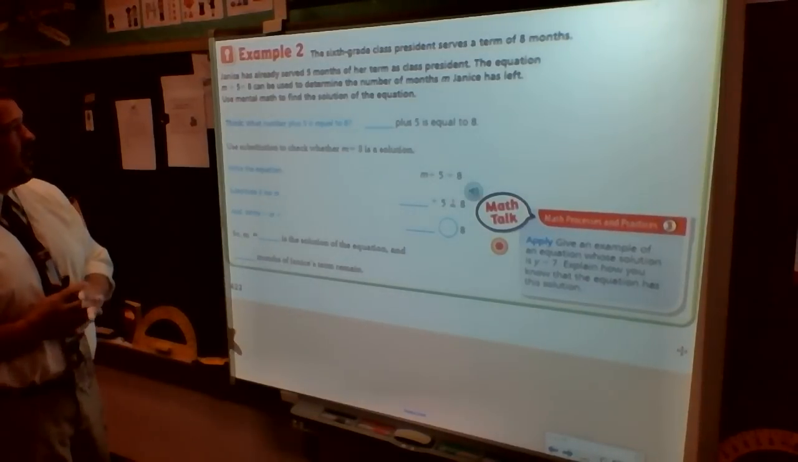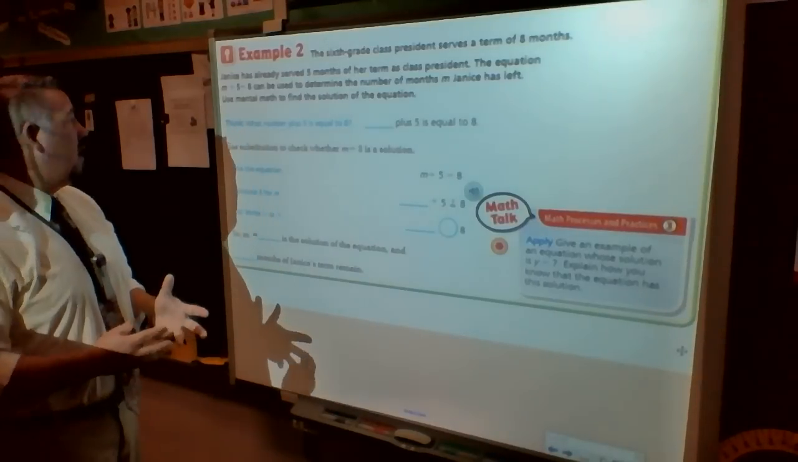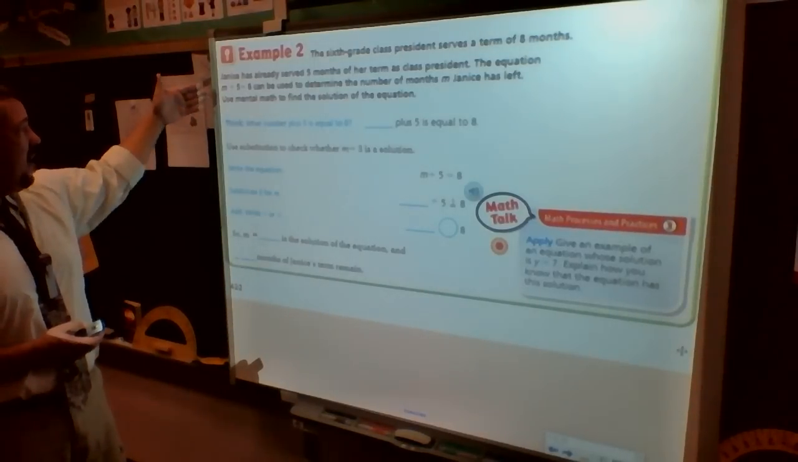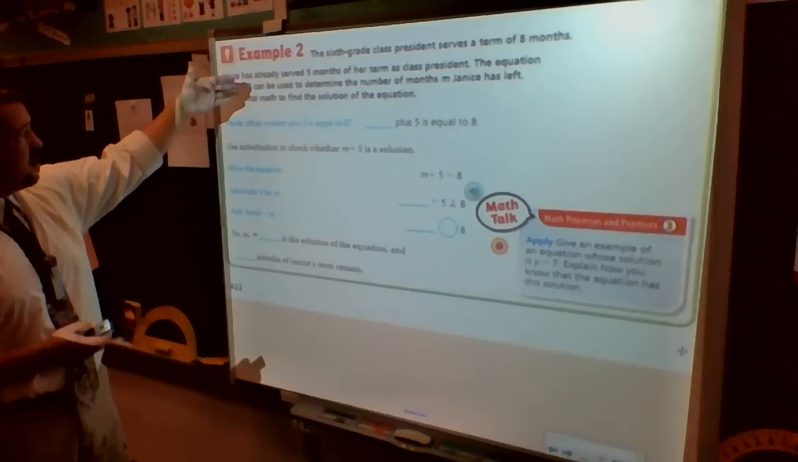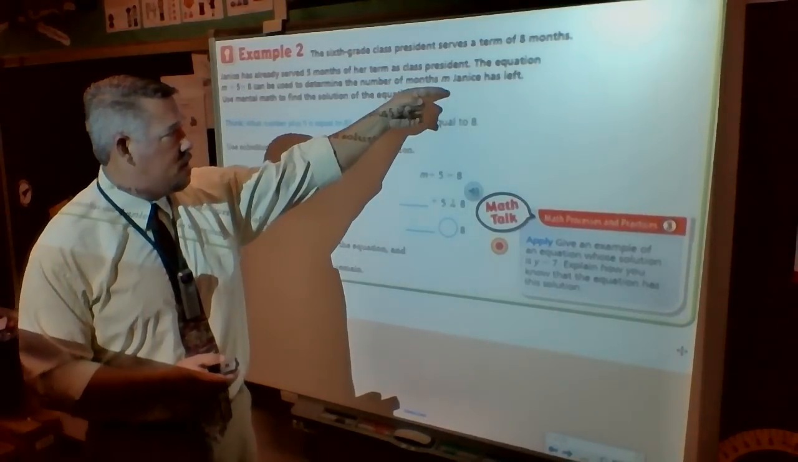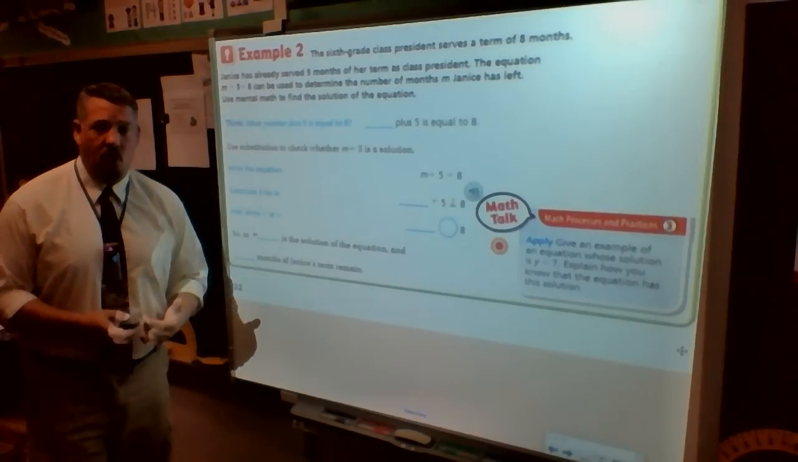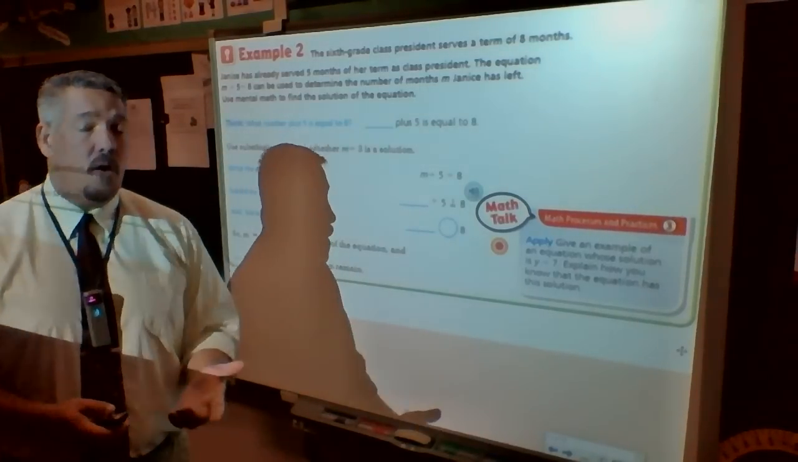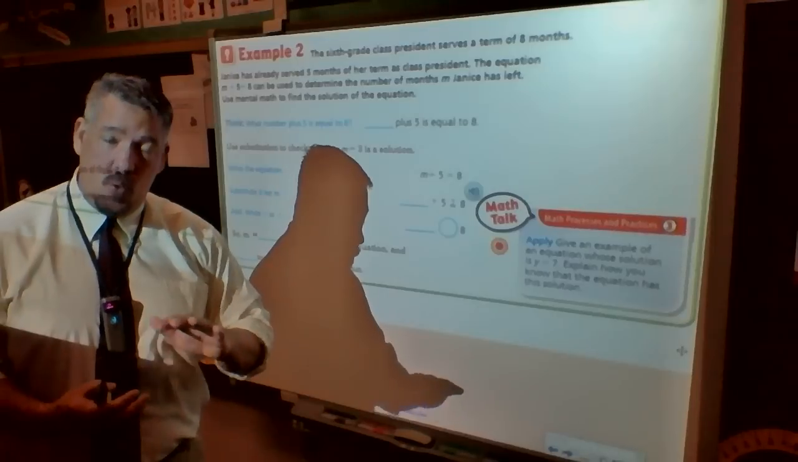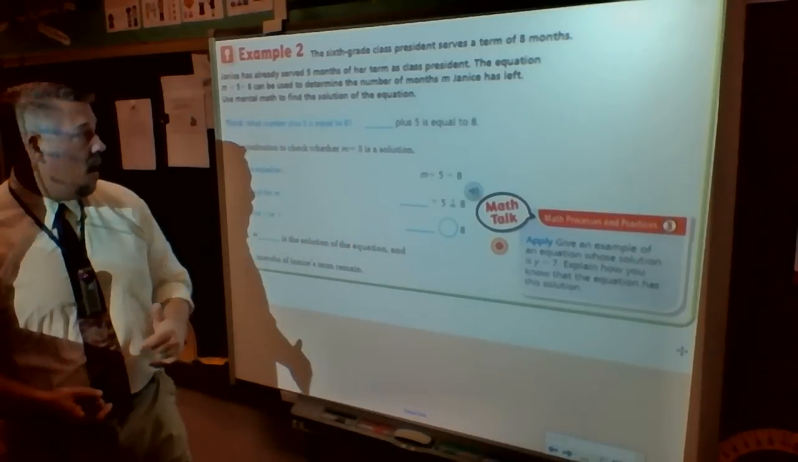On example 2, it says, the 6th grade class president serves a term of 8 months. Janice has already served 5 months of her term as class president. The equation of m plus 5 equals 8 can be used to determine the number of months, which is what m stands for, that Janice has left. Use mental math to find the solution of the equation. So what they're saying is you should be able to look at this problem and figure out what the answer is already. However, because showing your work is required, we then have to prove that our mental math is correct.